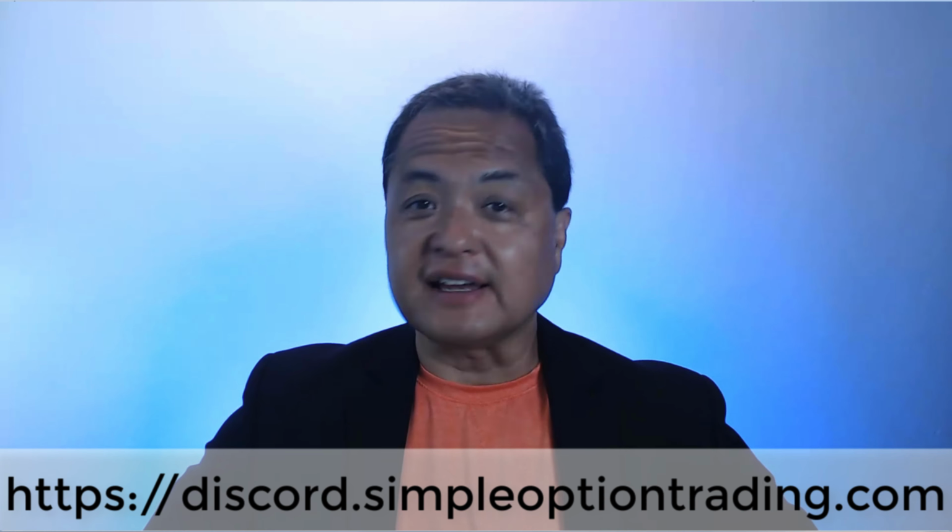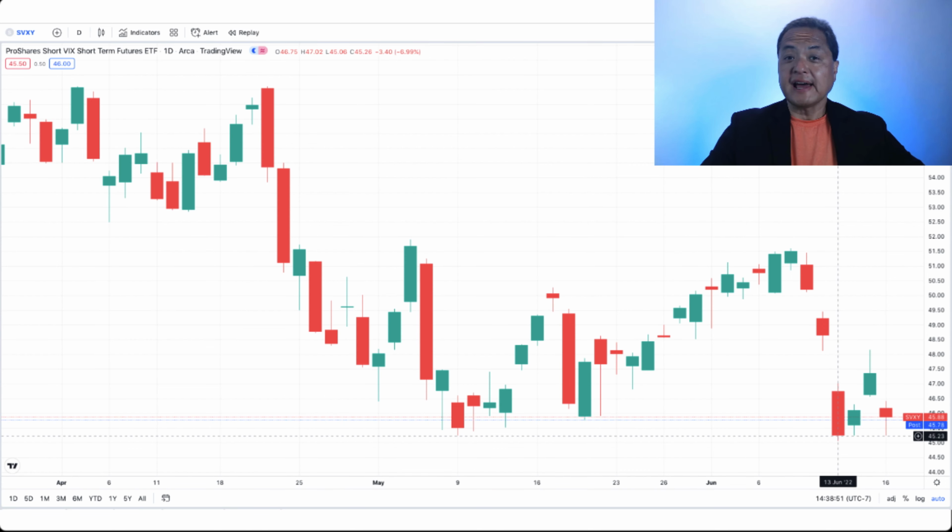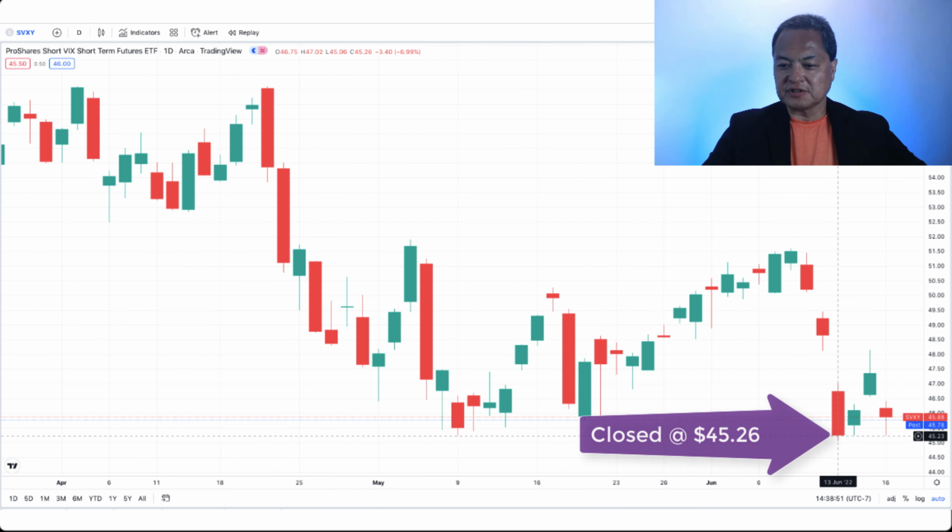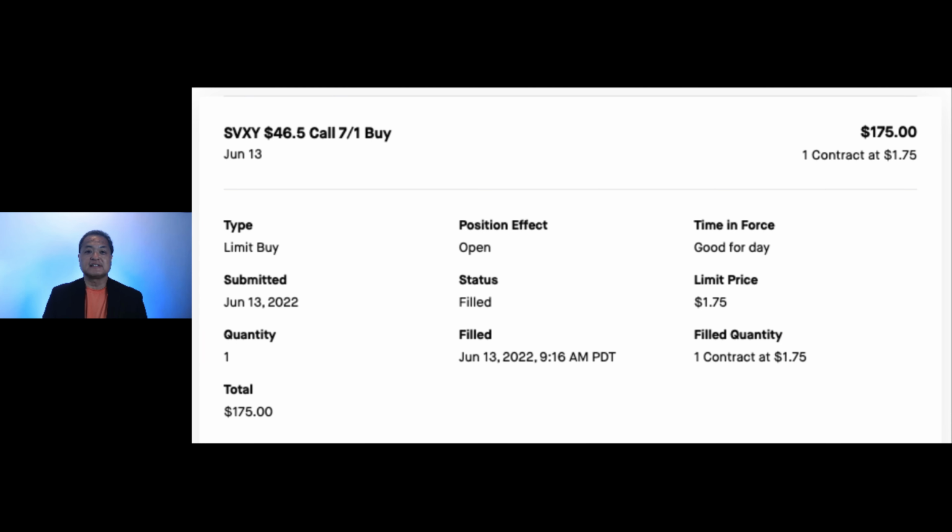Alright, now let's go take a look at the actual trade I made after the notification when the VIX was up and the SVXY was low. Now, I actually purchased the SVXY call option on June 13th, which you can see here in the daily chart. And on that day, the index closed at $45.26 per share. So here's the actual transaction record from my account history, where you can see that I bought the call option for the SVXY with a strike price of $46.50.